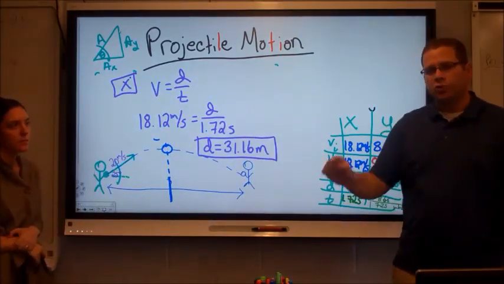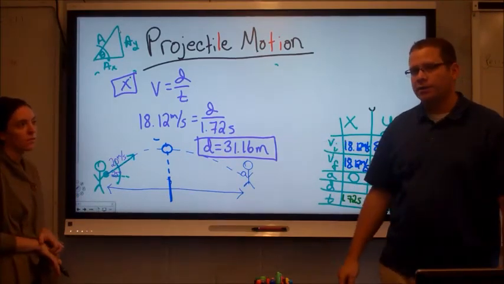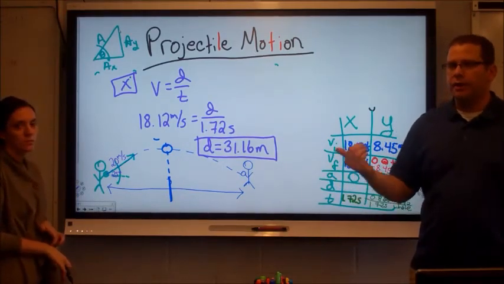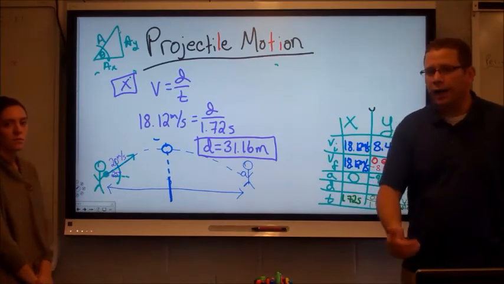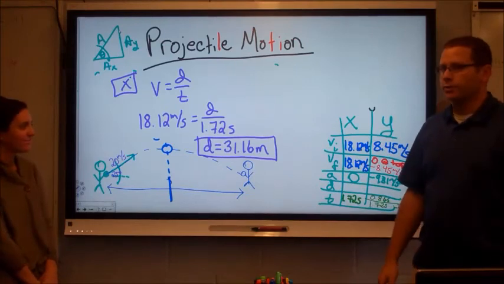So how far away does this person have to stand? 31.16 meters. If you try this in real life, would he really have to stand 31.16? No, he'd have to be a little bit closer. The reason why is that in real life, there would be wind resistance. But in physics life, there is no wind resistance.